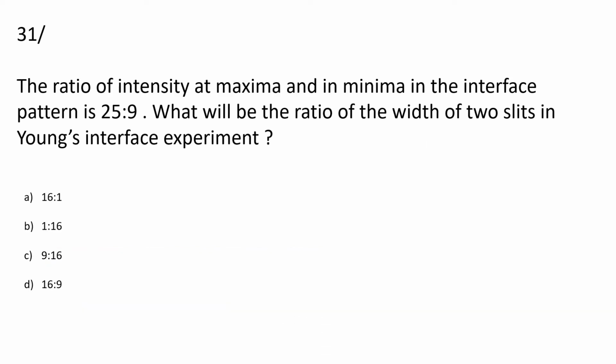So let's begin. Here is the first question of the session: the ratio of intensity at maxima and minima in the interference pattern is 25:9. What will be the ratio of the widths of the two slits in Young's interference experiment? The options are 16:1, 1:16, 9:16, and 16:9. So let's see what its solution will be.